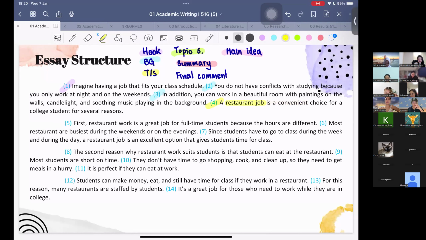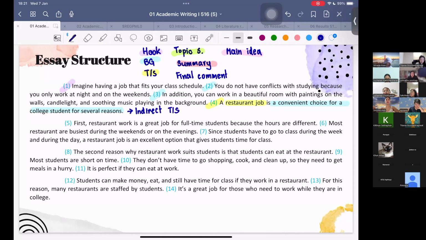The topic is restaurant jobs, and the controlling idea would be that a restaurant job is a convenient choice for college students for several reasons. So those are the controlling ideas, and this thesis statement is an indirect thesis statement.